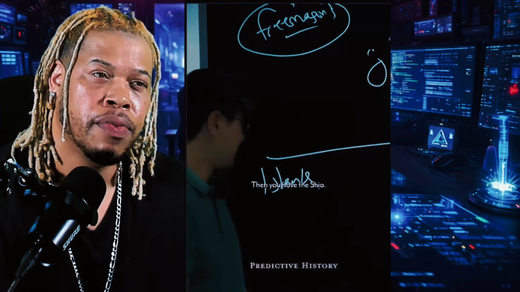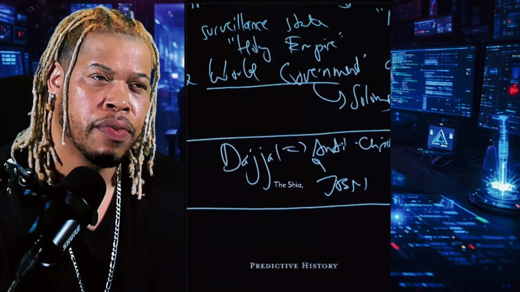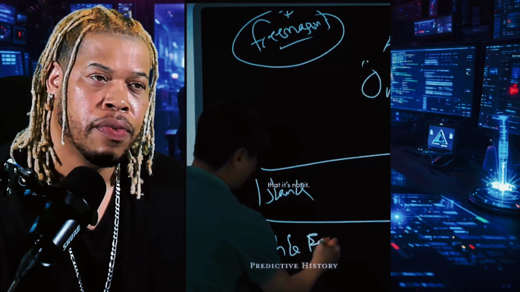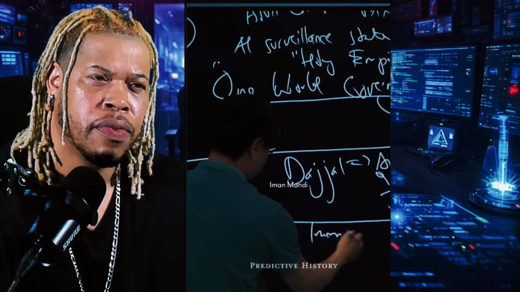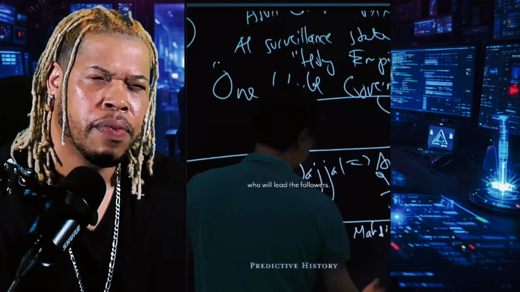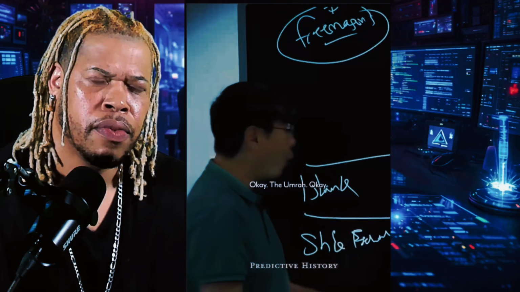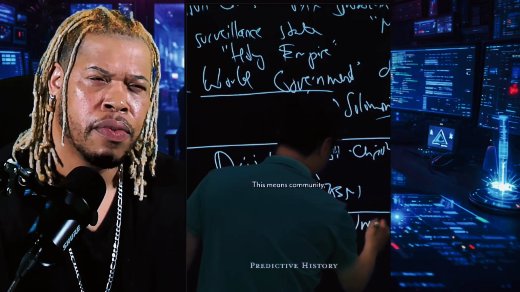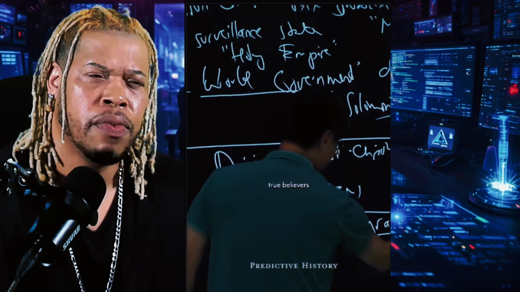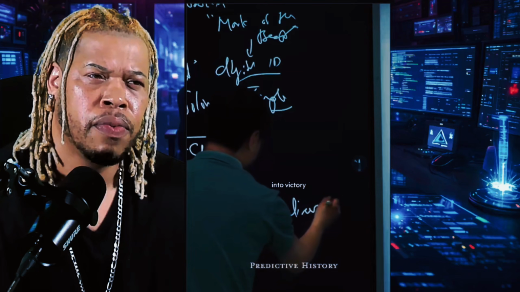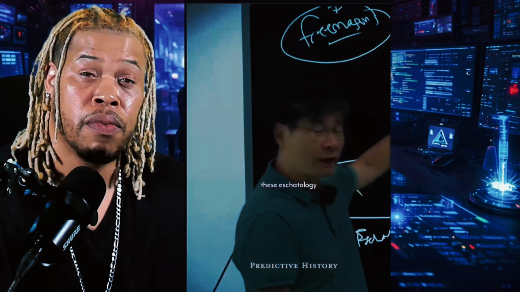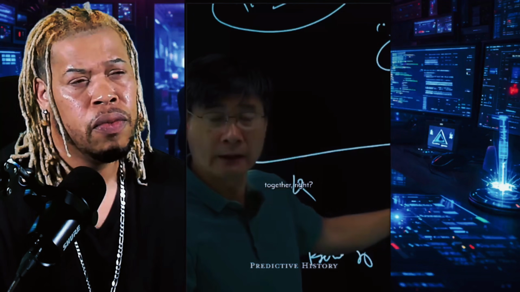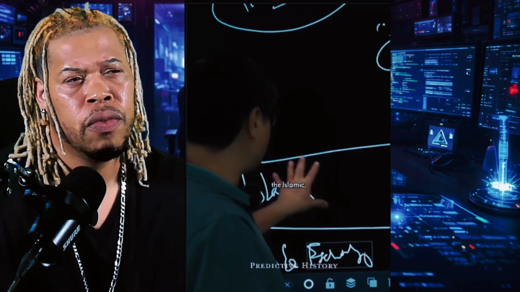Then you have the Shia. Okay, the Shia are the Iranians, where they believe that it will be the 12th Imam Mahdi who will lead the followers, okay, the Ummah. Okay, Ummah just means community of believers, into victory against the Antichrist, the Dajjal, okay? So you can see how these eschatologies are basically lining up together, right? The Shia are the Iranians. The Islamic is the entire Arab world, right?